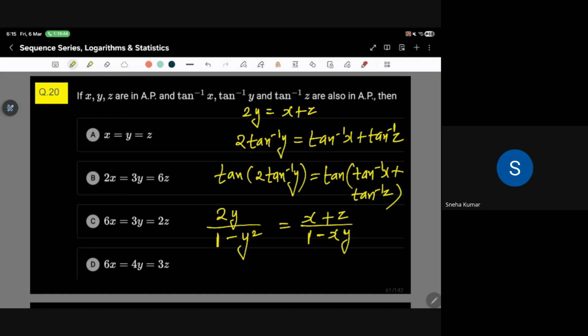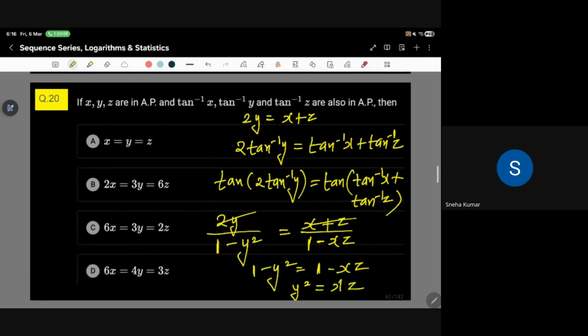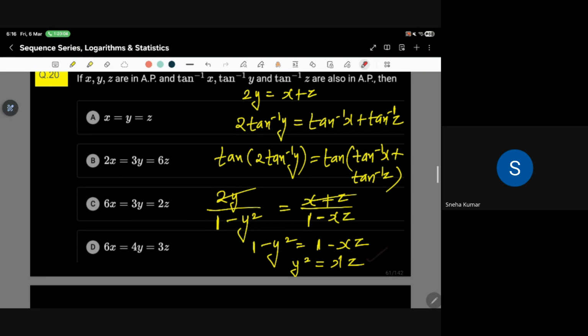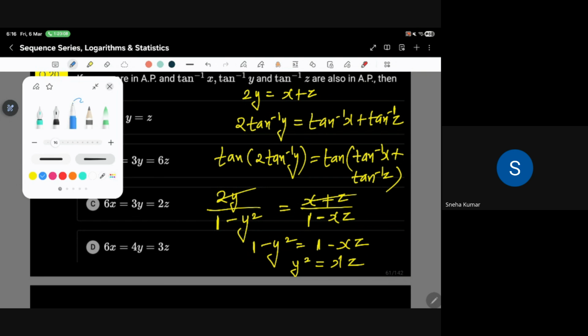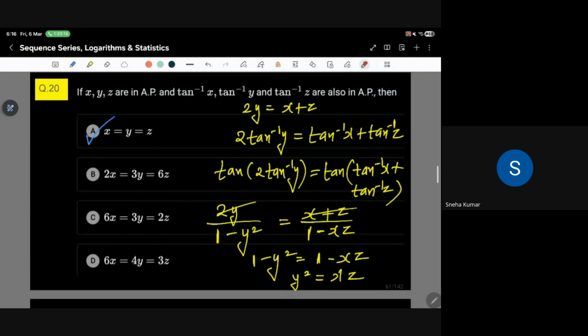So 2y and x plus z are equal, so they get cancelled out. So 1 minus y square is 1 minus xz. So y square comes out to be xz. Now if three numbers are in AP and the same three numbers are in GP, then this is only possible when the numbers are equal. Okay. Any doubt in this, anyone?